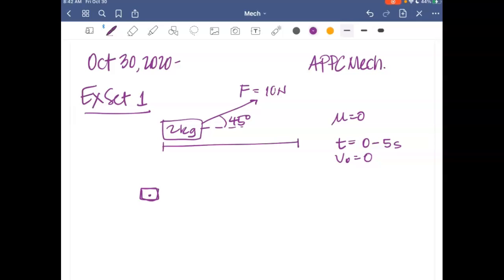There would be a gravitational force straight down. There would be the pulling force, up and to the right, at an angle of 45 degrees, and then there's a normal force from the floor up onto the object. This is my free body diagram, so we can't forget free body diagrams. Our free body diagram gives us a sum of forces.